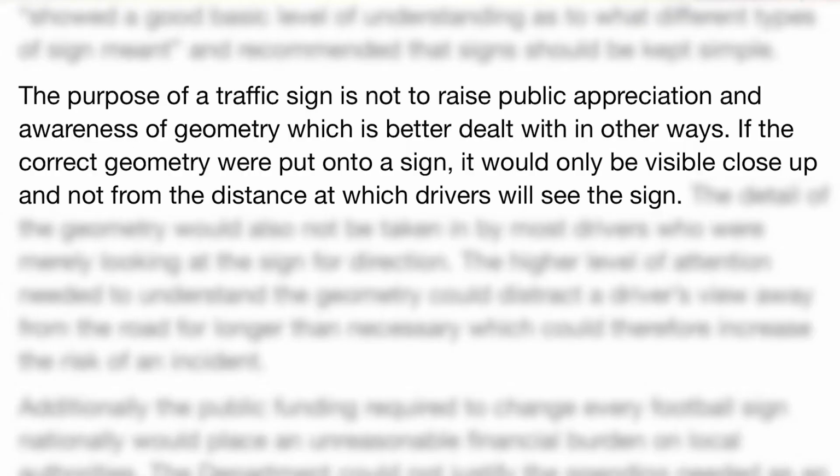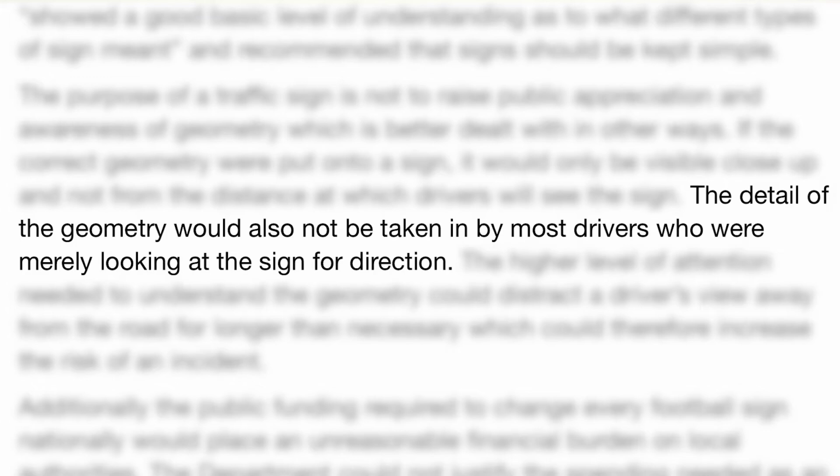I'm just going to read a section and give my interpretation of it. "The purpose of a traffic sign is not to raise public appreciation and awareness of geometry, which is better dealt with in other ways. If the correct geometry were put onto a sign, it would only be visible close up and not from the distance at which drivers will see the sign." So what they're saying is, at a distance, you won't be able to tell the difference between the correct geometry and the current incorrect geometry, but the sign will still have its purpose of telling you there's a football stadium coming up. "The detail of the geometry would also not be taken in by most drivers who are merely looking at the sign's direction." Yeah, so essentially, it doesn't matter for the purpose of direction.